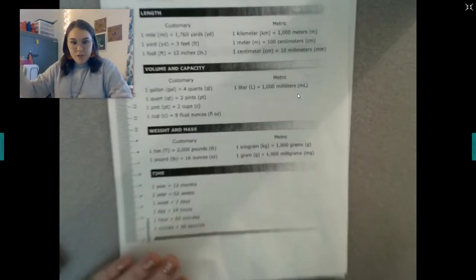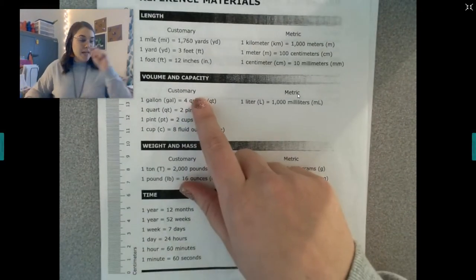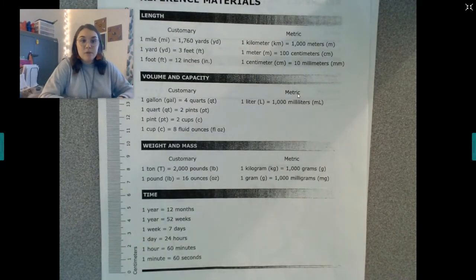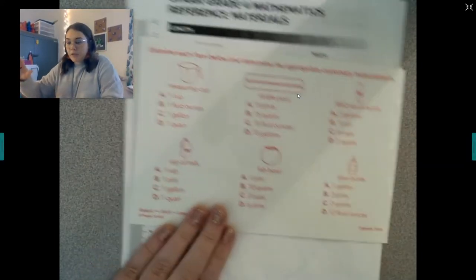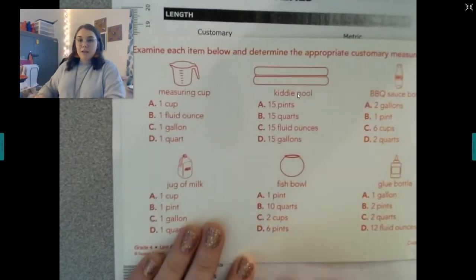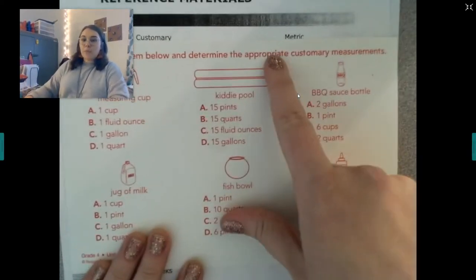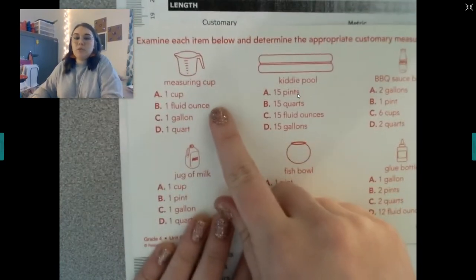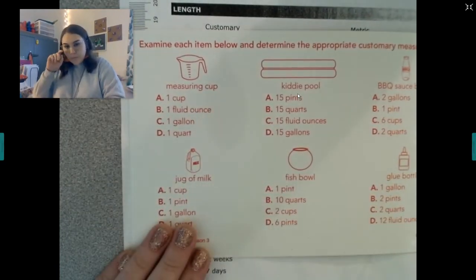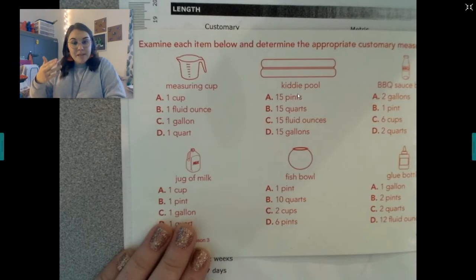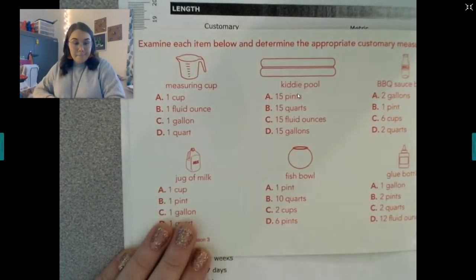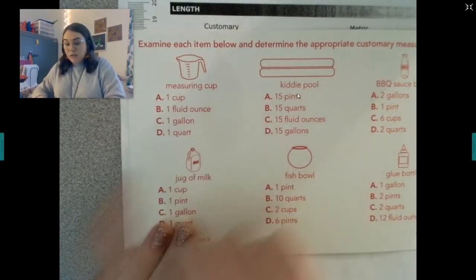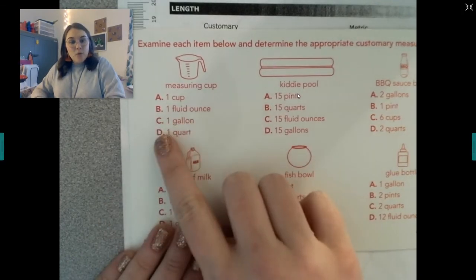All right. So now that you know what the customary units of measurement for volume and capacity are, we're going to start talking about what would you measure each of these with. So let's take a look at these. We're going to determine the appropriate customary measurement. So let's look at a measuring cup. Do you think a measuring cup could hold 1 cup, 1 fluid ounce, 1 gallon, or 1 quart?